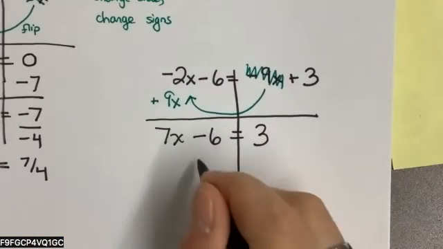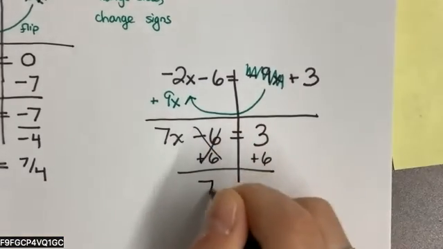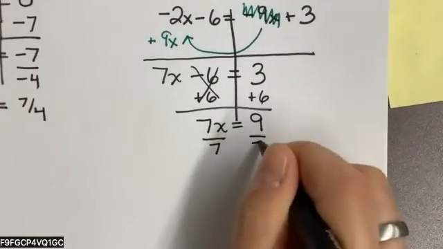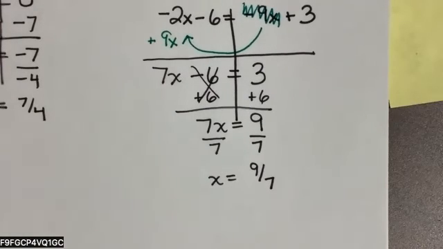Yay, two-step equation. Add 6, 7x equals 9. Divide by 7, divide by 7. Math enter, x equals 9/7. And that's how we solve variable on both sides equations.